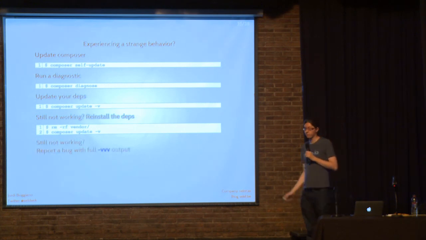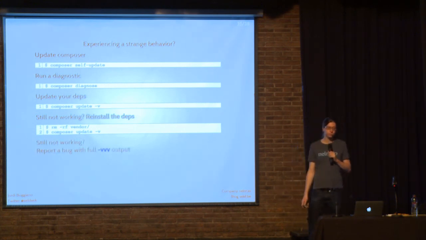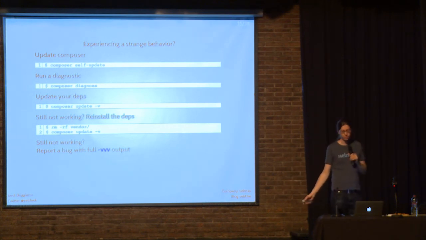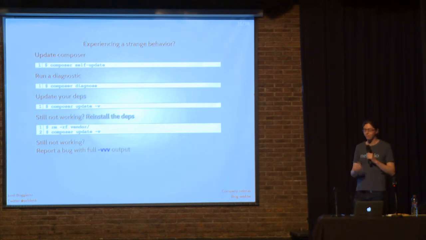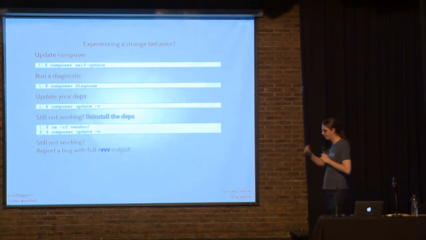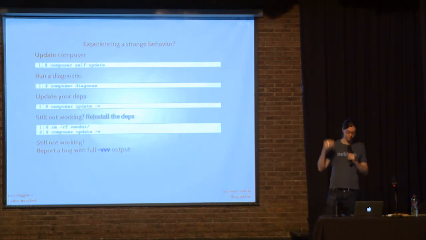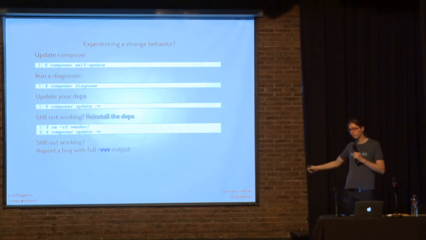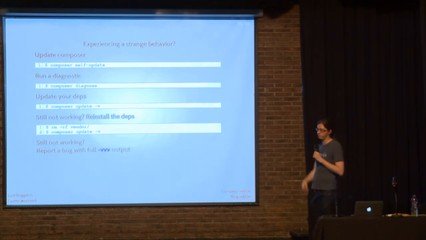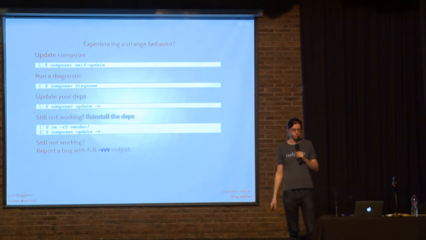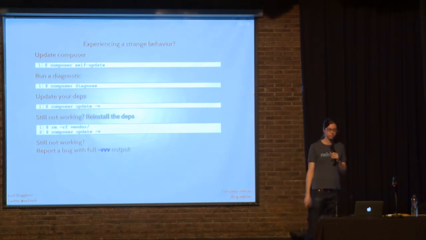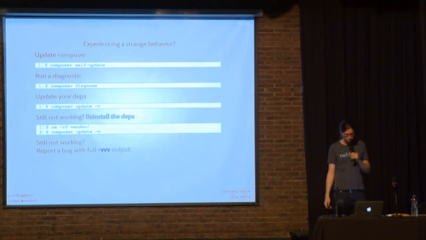And if it's still not working, feel free to report a bug, but please do include the full output. Full output means more than just the exception message you got. It's everything: the command you ran, ideally the directory it was running in, and the full output. Bonus points if you use -vvv, so we can get all the insane output, and this can help to debug things.